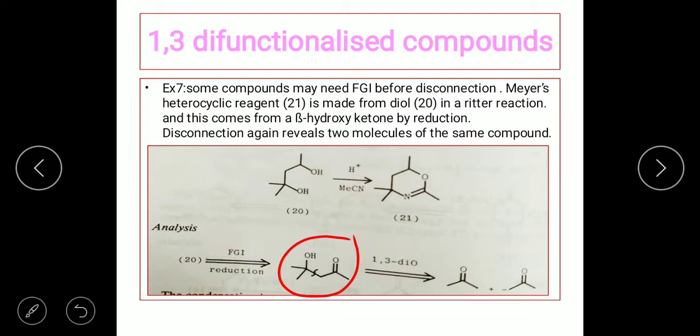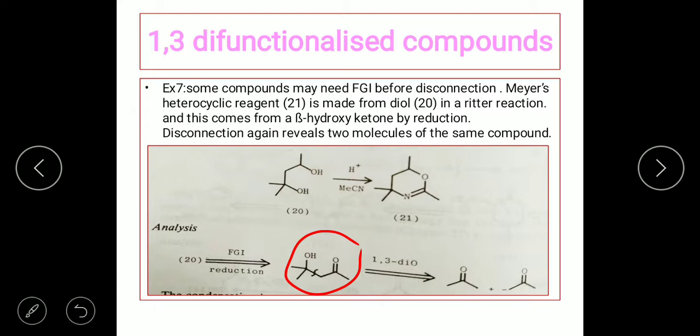Okay, so whenever you come across this kind of example, students, where there is a 1,3 arrangement of the diol, right, this is nothing but a 1,3 diol. So whenever there is this kind of diol, make use of the functional group interconversion and reduction, and then you can write it down as a beta hydroxyketone. At this stage it is very easy for you to disconnect, because we are going to get maybe a diketone or a dialdehyde, and that can be used as a starting material.